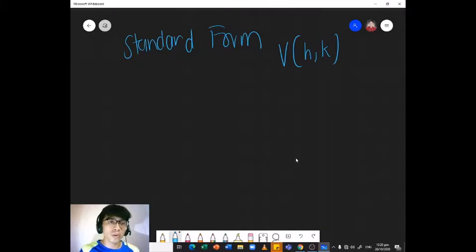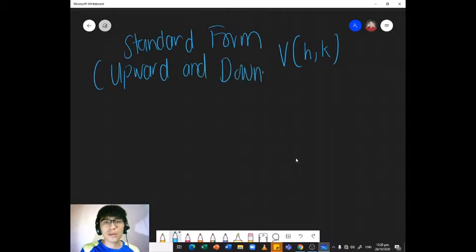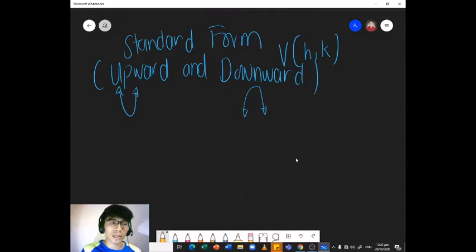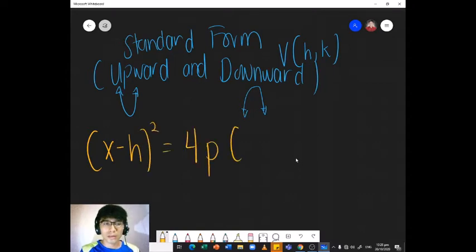So let's get to know more about the standard form going upward and downward. The parabola faces upward just like this, and faces downward just like this. So what is the standard form of your parabola considering this facing? If you encounter a parabola going upward or downward, you have to remember this standard form: (x minus h) squared is equal to 4p times (y minus k). This is now the standard form of our parabola going upward and downward. You have to remember this one.